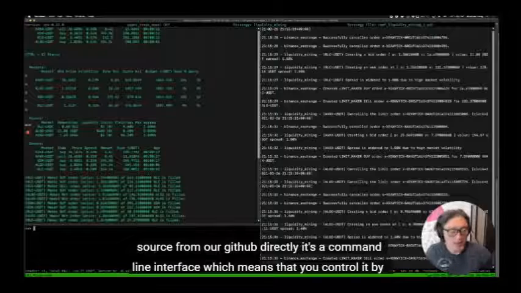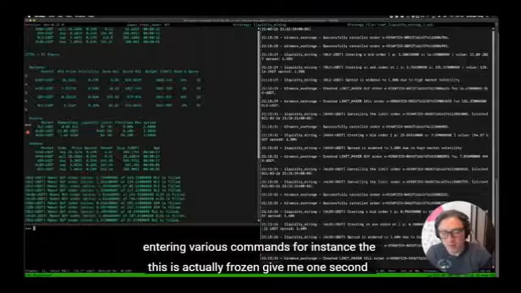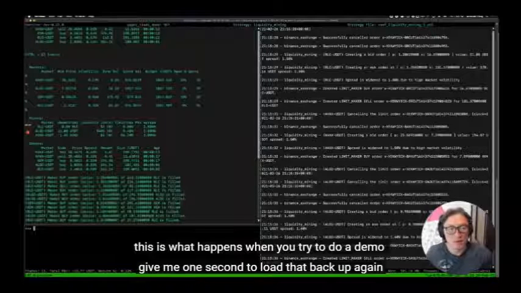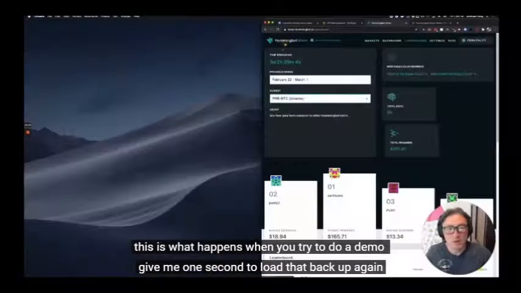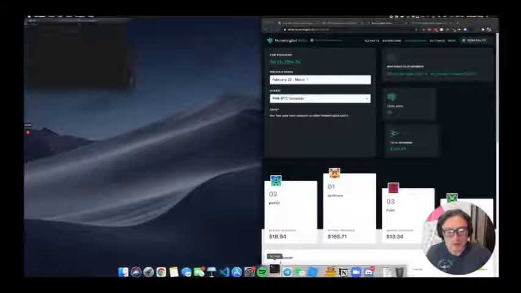It's a command line interface, which means that you control it by entering various commands. For instance, this is actually frozen. Give me 1 second. This is what happens when you try to do a demo. Give me 1 second to load that back up again.